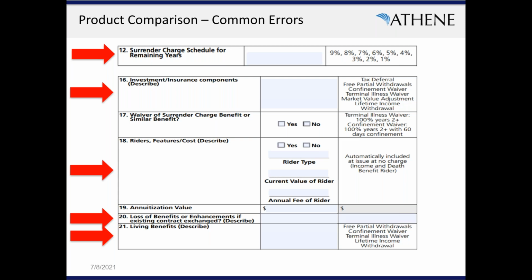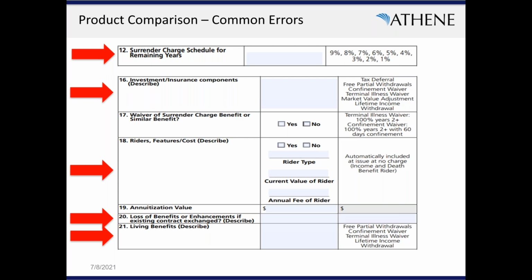If there's no riders, then that's not going to have anything listed other than a no. And then the fact of make sure that question 20, now in 20, you pre-fill both the replace side and the Athene side. So make sure that, again, you're being consistent with those answers.